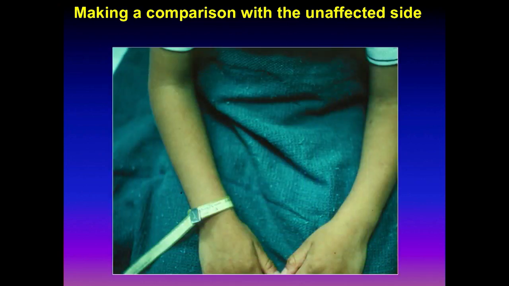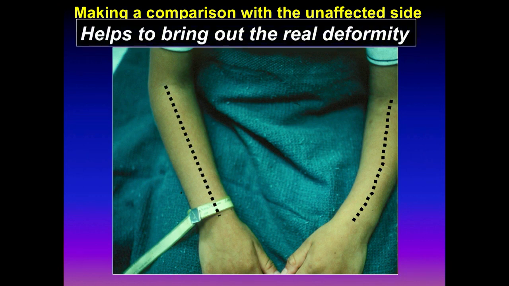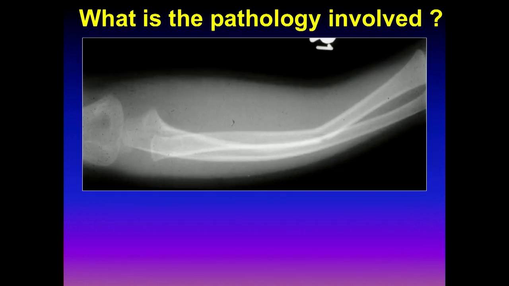So what you need to do is you usually make a comparison with the unaffected side, and you can see this has both a rotational component and an angular deformity when you compare it with the straight. It should be straight. And it helps to bring out the real deformity.